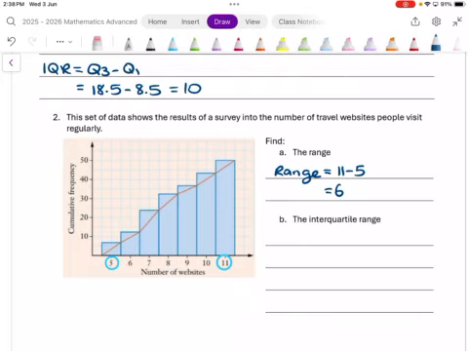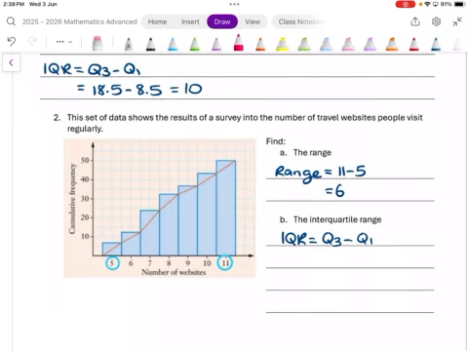Okay, we then need to find our interquartile range. So our interquartile range, how we find that is it's our Q3 minus our Q1. So we have a total of 50 scores. So what that means is that our Q2 is going to occur at 25. So at 25, we're going to draw a line going across until we hit our ogive. And then we go down. So that means our Q2 is equal to 8, and that was at 25.